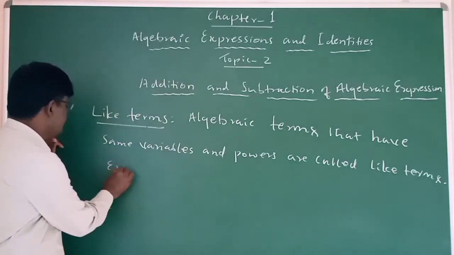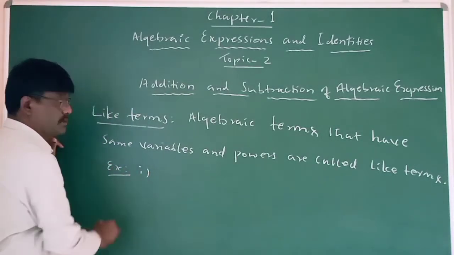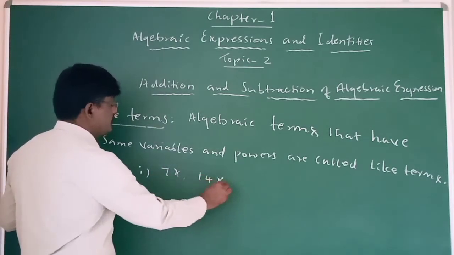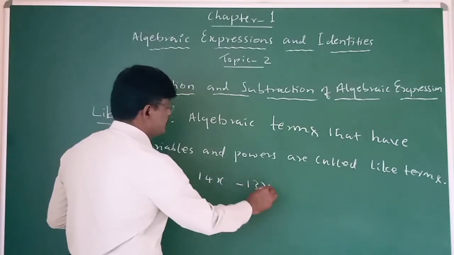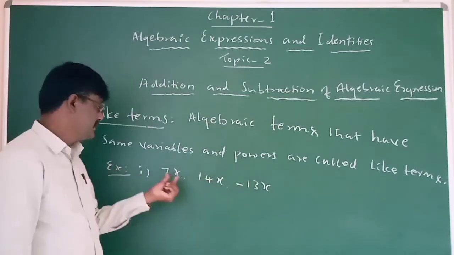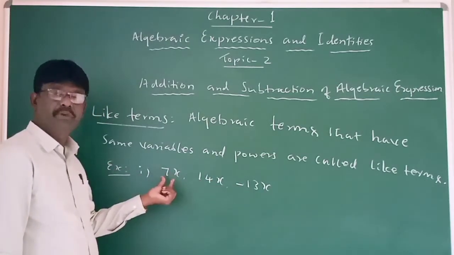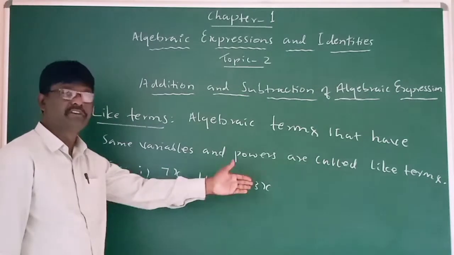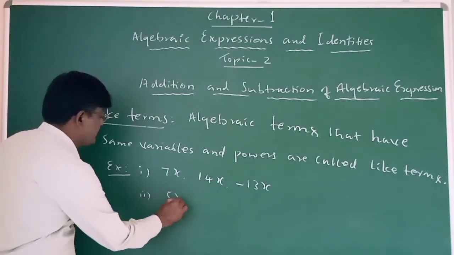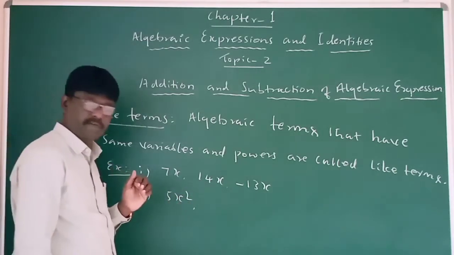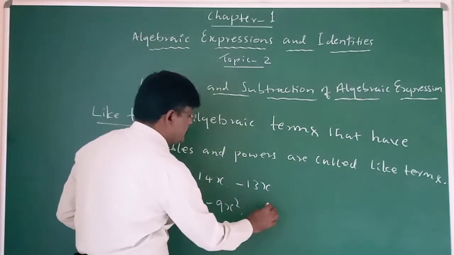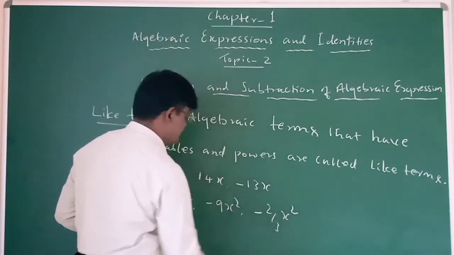Example, number 1: 7x, 14x, minus 13x. See here, which is the variable? x is the variable. The numerical coefficient can be anything, okay, 7, 14, minus 13, like that. Even we shall take one more example: 5x square, minus 9x square, even minus 2 by 3 x square.